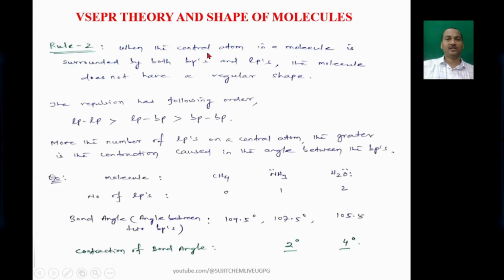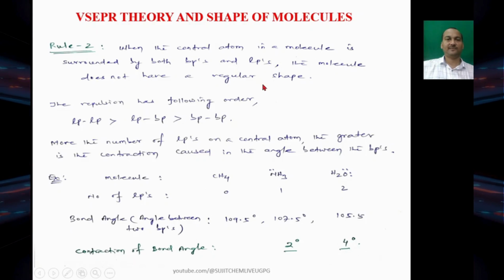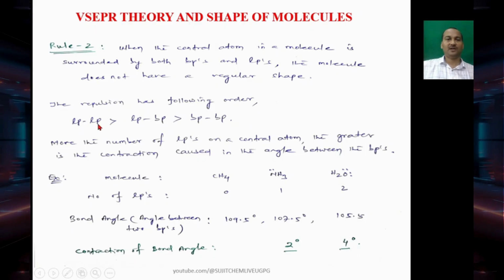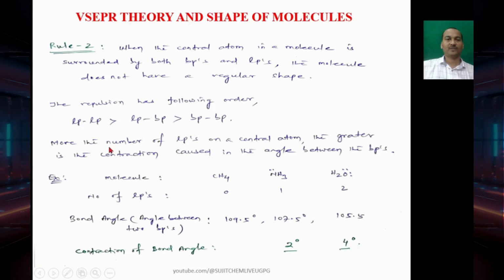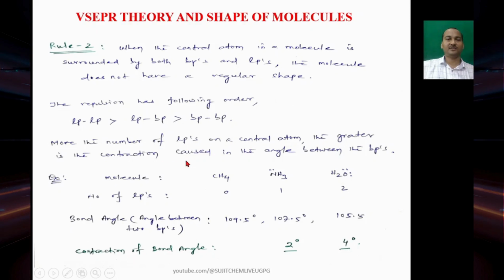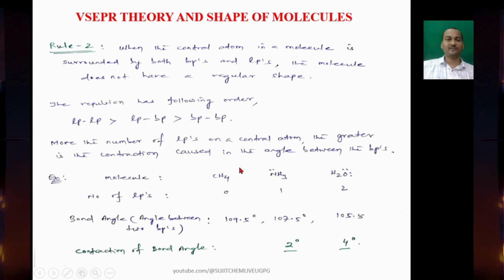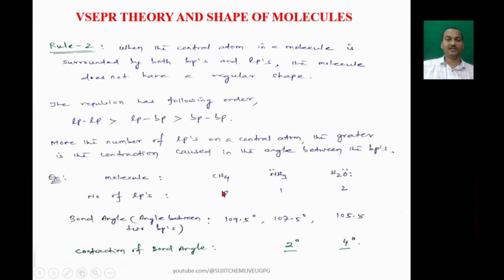Then rule number 2, when the central atom in a molecule is surrounded by both bond pairs and lone pairs, the molecule does not have a regular shape. So the repulsion has the following order: lone pair-lone pair repulsion is greater than lone pair-bond pair, which is greater than bond pair-bond pair. So the more the number of lone pairs on a central atom, the greater is the contraction caused in the angle between the bond pairs.